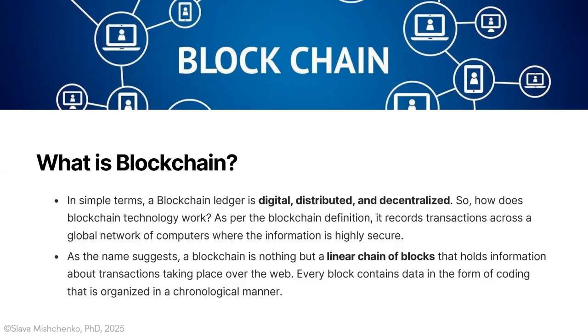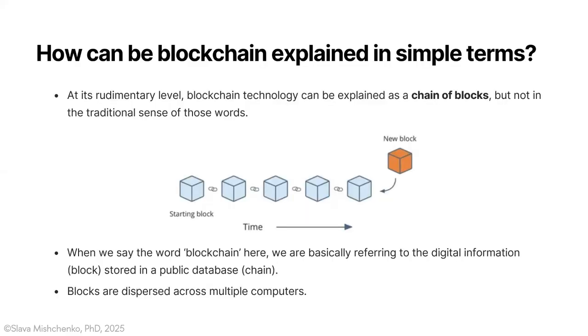And each block contains coded information about transactions, and these blocks are linked together in a specific order. What I wanted to take away from this is that blockchain isn't just a technology. It's a new way of thinking about how we store and verify information, and its genius lies in simplicity and effectiveness. Well, now let me explain blockchain in the simplest way possible. You can imagine a chain of digital blocks, but not in the traditional sense of those words.